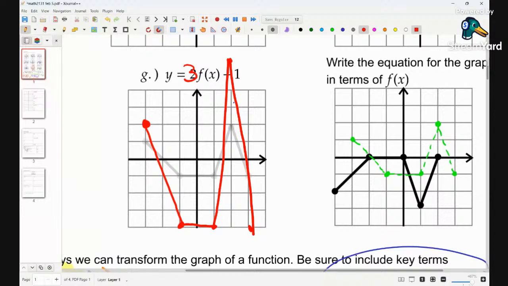Because the output here is 1, which is how far you are from that axis. This y coordinate here is 2, which is how far you are from the x-axis. If we triple the y coordinate, it's now 6, minus 1 makes it 5. You could literally do it that way as well. You could literally say this y value is 2. 3 times 2 is 6, minus 1 is 5.